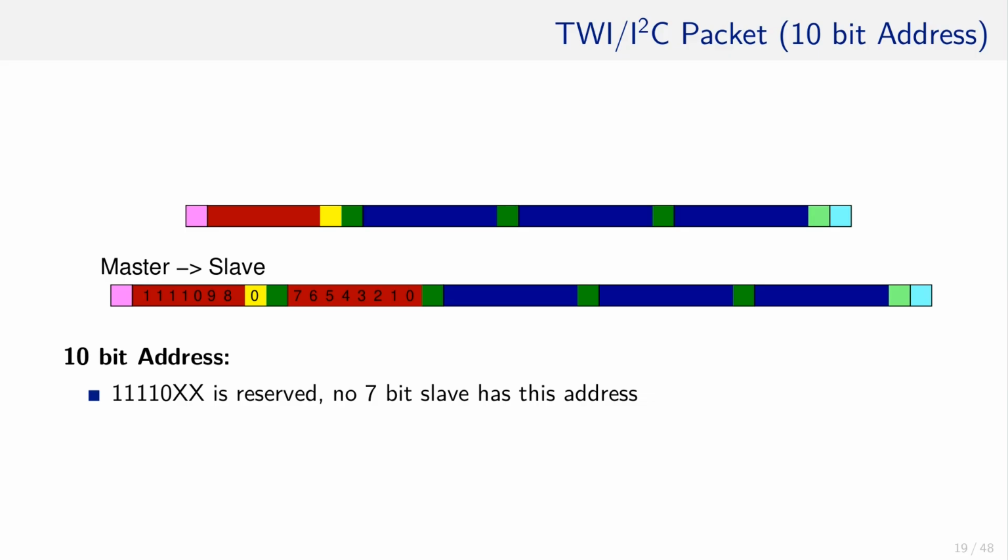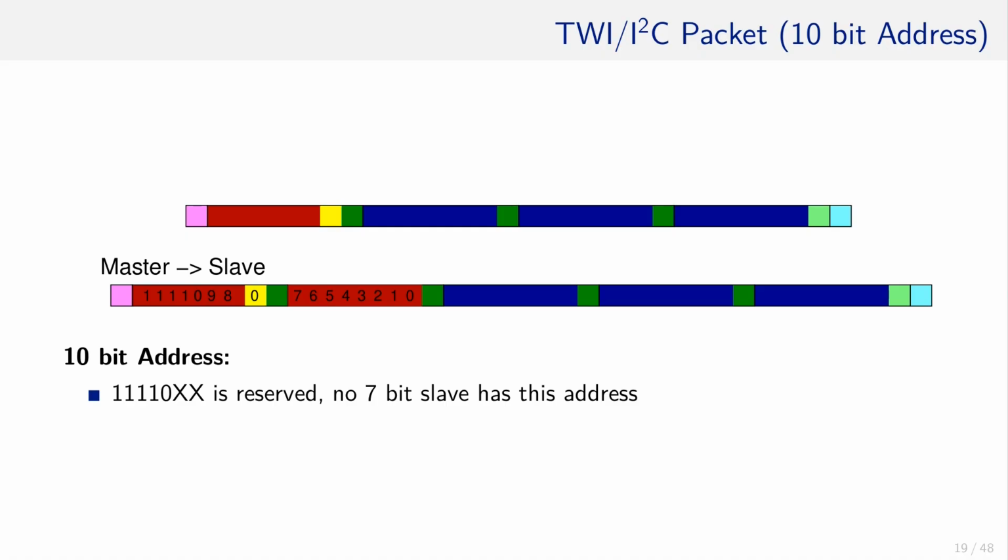So what about the reserved addresses? Some of them are used to expand the address space. There are slaves which have a 10-bit address instead of a 7-bit address to increase the number of supported devices per bus. However, both kinds of slaves can be mixed and be attached to the same bus.